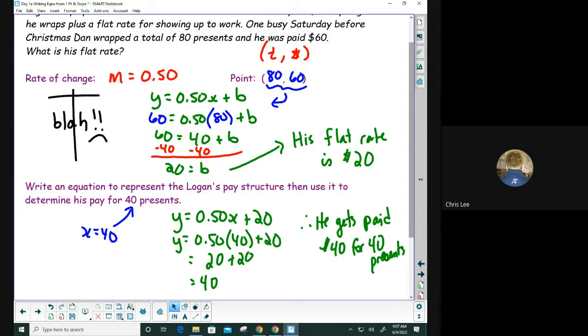40 presents was half of 80 in his question. Could we just have divided his pay in half? We just say, well, for 80 he gets $60, so for 40 he gets 30. Is that right? It's not. How come? It's the flat rate. If you took half of that, you would only be giving him half of his flat rate for showing up. And that's not fair. Okay.